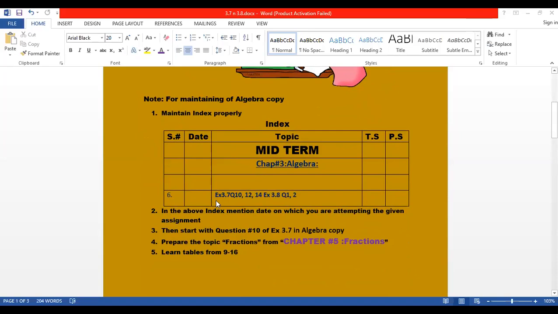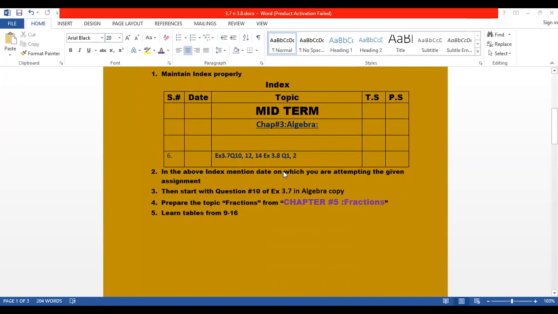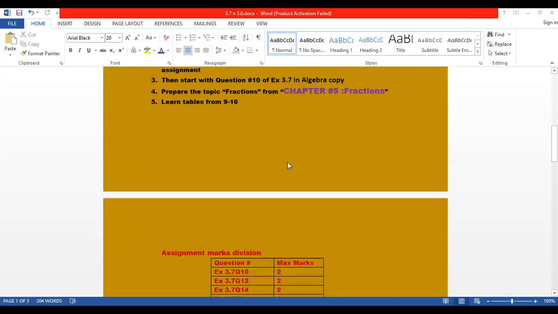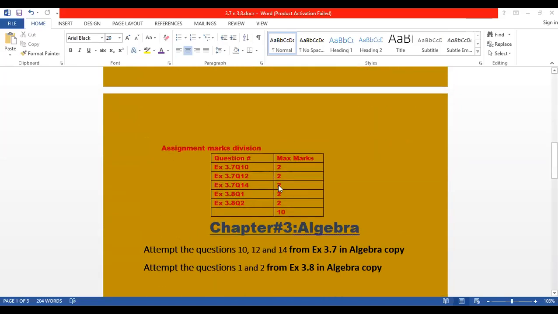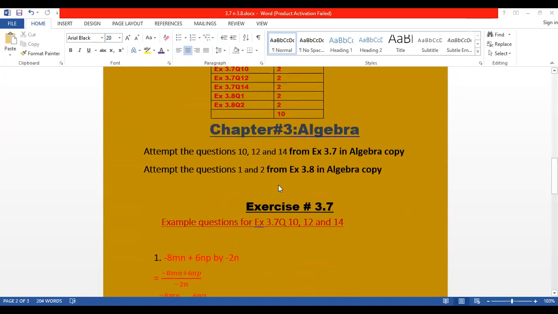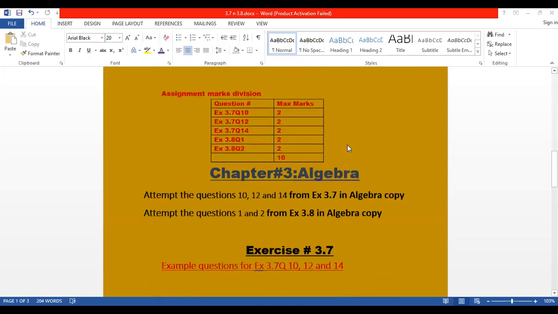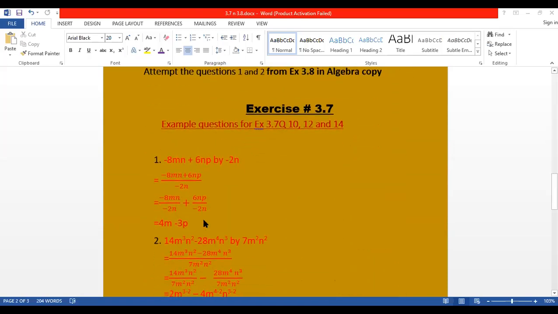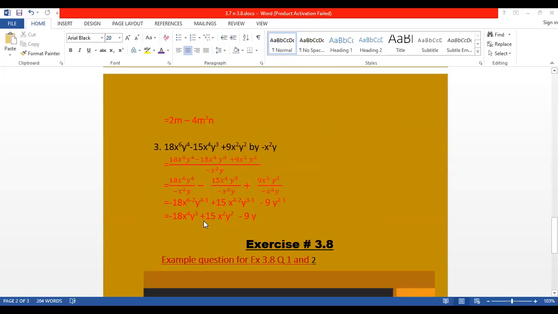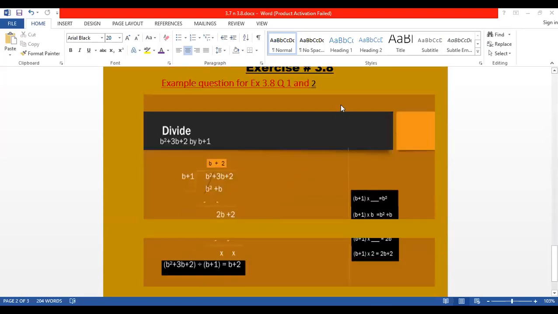Please maintain the index properly. This is page 51 and page 53. Mark questions 10, 12, 14 of exercise 3.7, and exercise 3.8 questions 1 and 2. Each question carries 2 marks. Here I have mentioned that you have to prepare the topic fractions from chapter 5. So here the example questions are there for you. And for exercise 3.8, the example question is there.